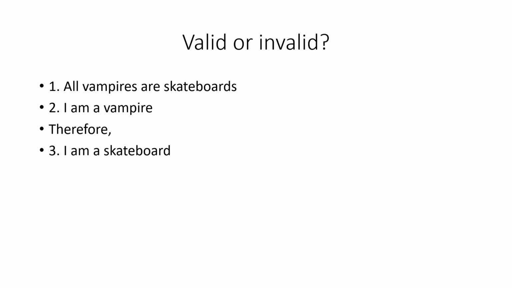So it's saying if everything that's a vampire is a skateboard, and we're taking that to be true, and if we're confirming that I am a vampire, then it has to be the case I am a skateboard. Just like all humans eventually dying. It's the same logical structure, so it's a valid argument. So just because the premises might be false or the conclusion is false, that is irrelevant when we're testing validity. All we're testing with validity is that if all the premises are true, then the conclusion has to be true.